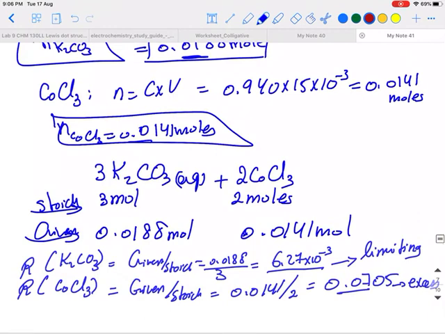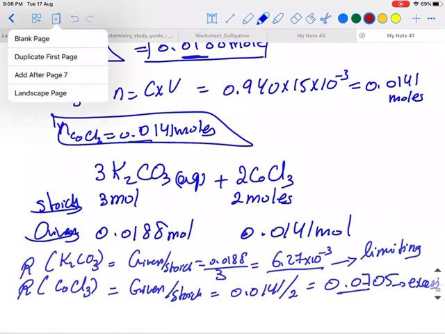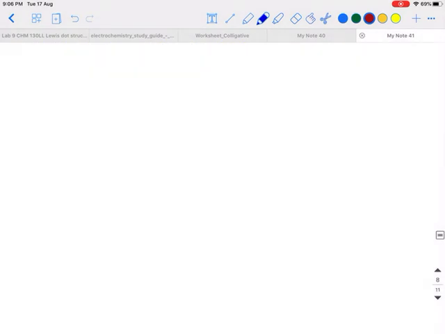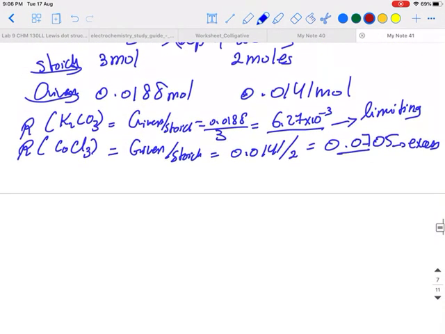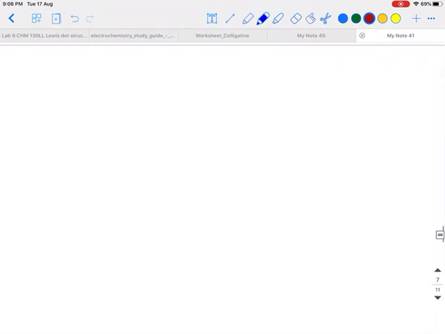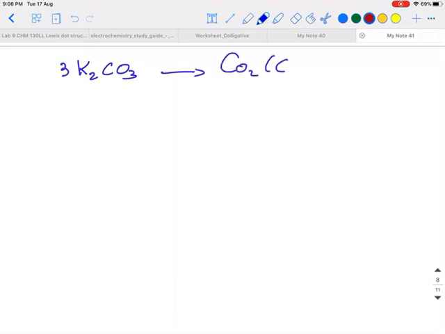And as we agreed, always we use the limiting reagent in our calculation to find what we want to find. So I'm going to use the limiting reagent, which is potassium carbonate. So I will take from the reaction, we have 3K2CO3 to produce cobalt carbonate solid. Okay, I need to find the mass. So this is Stoich, this is given and required. Okay, I need to find the mass of cobalt carbonate.